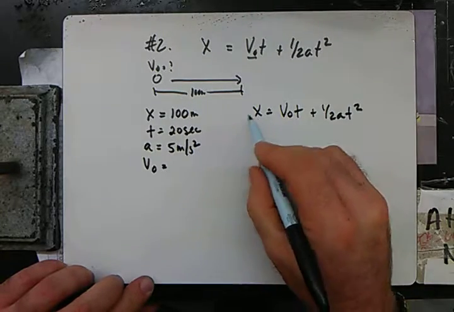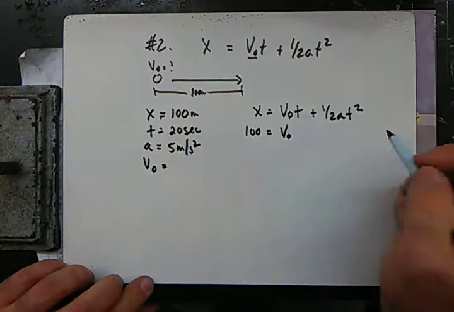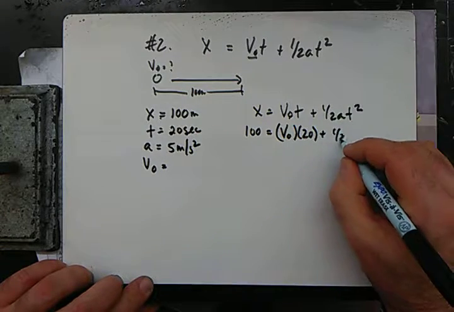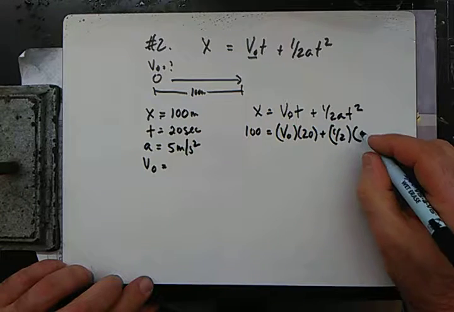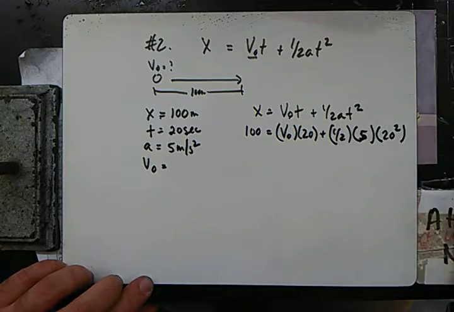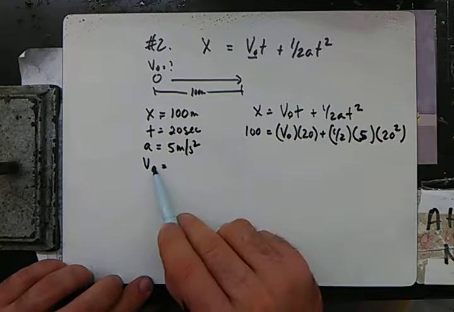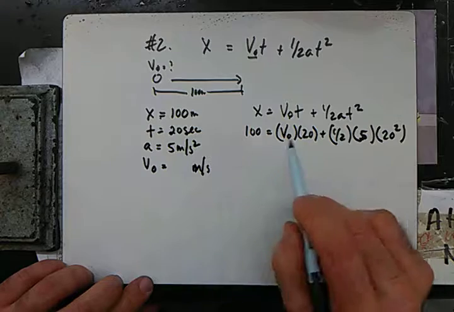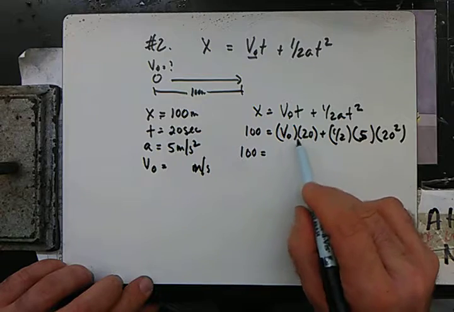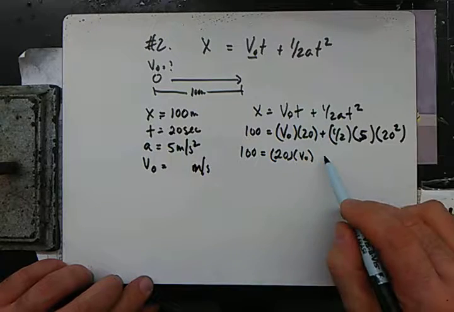So x is 100. Initial velocity, we don't know what it is. Time is 20. Half a we'll say is 5. And t squared is 20 squared. I left the units out so that it's more simple to understand when you're doing just the math. Our answer is going to be in meters per second, so we know that. So let's clean this up a little bit. 100 is 20 times v naught, or initial velocity, and then half.